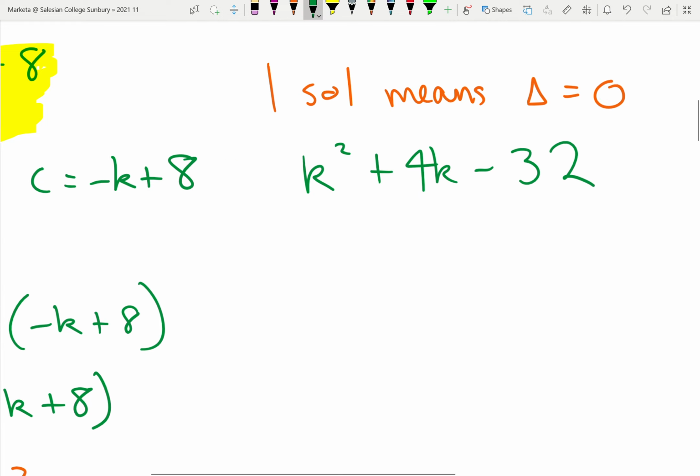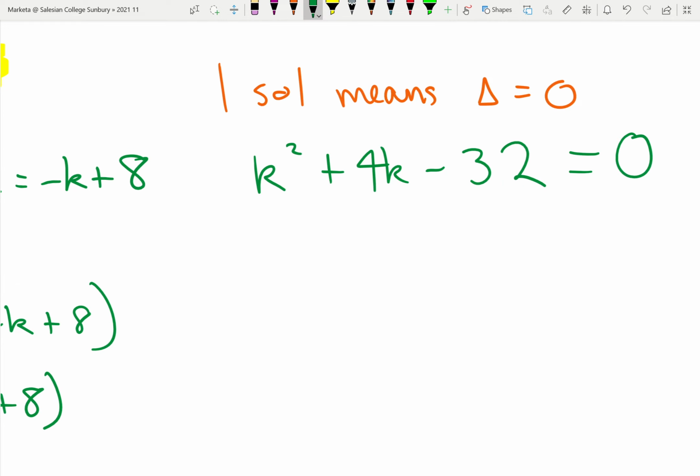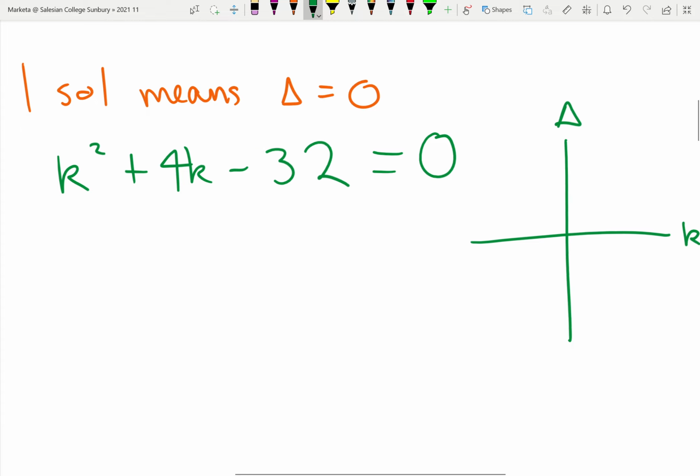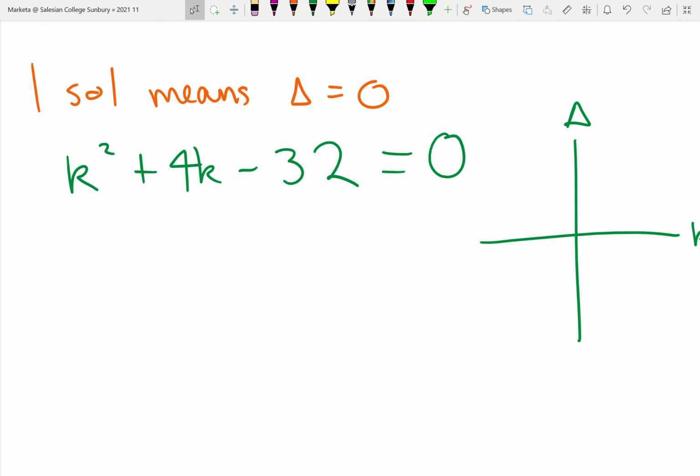And, well, we've got to equate that to 0. So now it's a matter of actually solving that to find out what values of k will equal 0. And this in itself is a quadratic. So this is the discriminant, and if we were going to graph it, it would be the discriminant on the y-axis and k on the x-axis. And I'm going to graph this quadratic here.